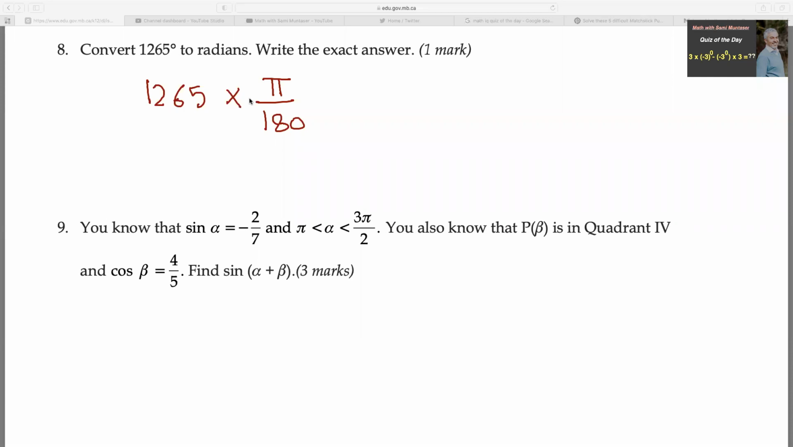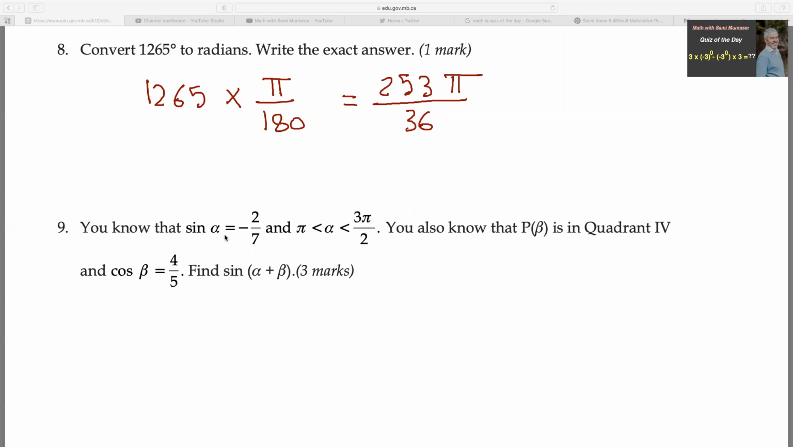So what you do, you take the 1,265 divided by 180 and start reducing till you get your final reduction there. And I think this will give you 253 pi over 36. Make sure if they ask you for exact values, not to give them a decimal. If you go into your calculator, multiply it by pi and you get a decimal and you write that, that's not gonna be accepted. You're not gonna get the 1 mark for that. They might give you half the mark or they might give you 0. So just make sure exact values are what they wanted, and keep on reducing all the way to the lowest terms and give them that final answer right there.